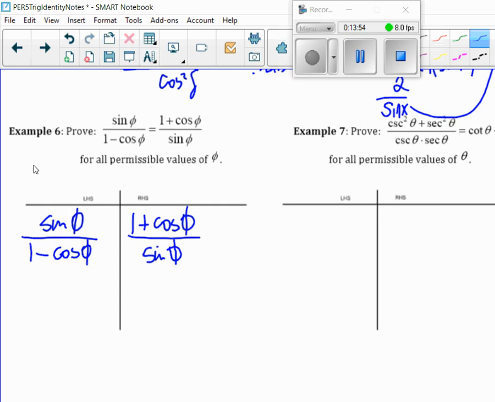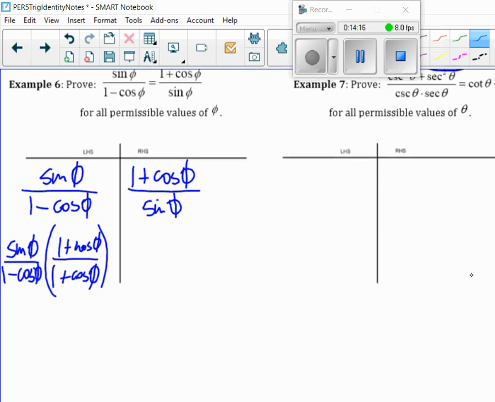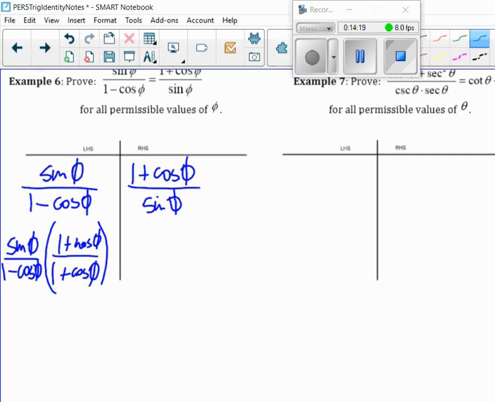Okay, so which one do you want to do? You want to do the left side? Okay, I have more room on the right side, but anyways. So sine phi over 1 minus cos phi. Then you have to multiply it by 1 plus cos phi over 1 plus cos phi. Everybody see what I'm doing? Okay, so here's the thing though. Do you see on the right-hand side I have 1 plus cos phi? Do you see I have 1 plus cos phi on the left side now? Does it make sense for me to multiply sine phi into both of those? No, because I want 1 plus cos phi there.